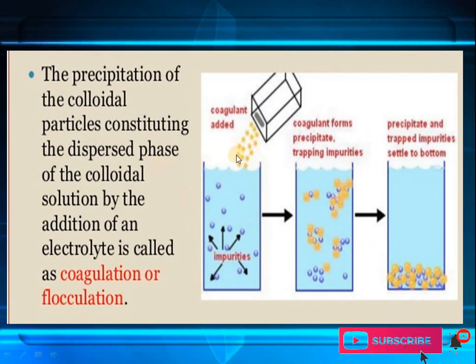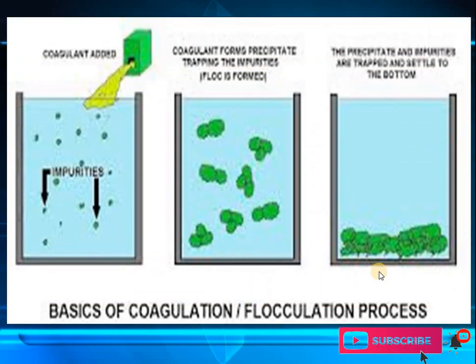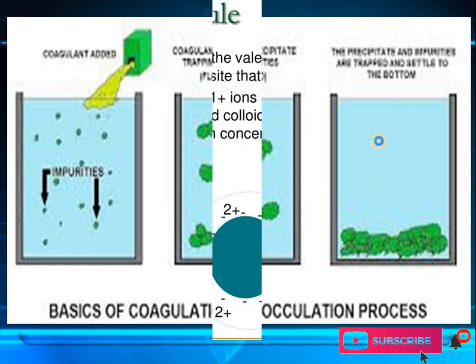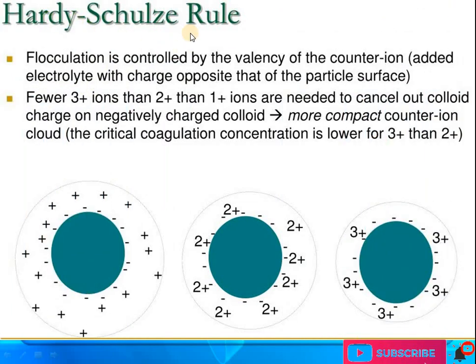What we do, there are impurities, we add a coagulant which is your electrolyte, and they get precipitated and trap the impurities, and the impurities trapped in the coagulant settle down and form the coagulation or flocculation. So the basic of the coagulation or flocculation process is simply your coagulant or electrolyte which traps the impurities and gets settled down at the bottom, and you can remove it and you have a clear dispersion medium by the removal of impurities.